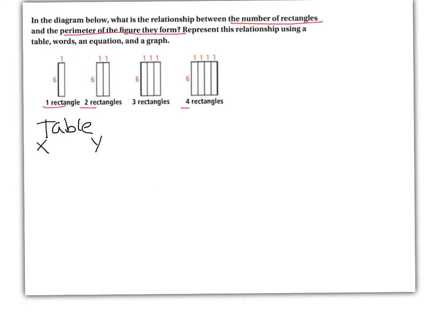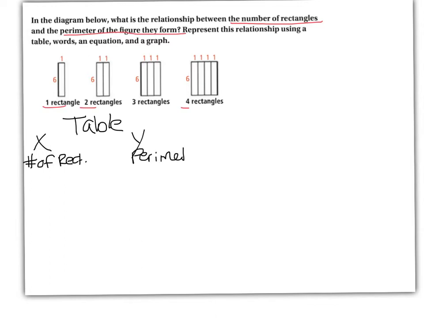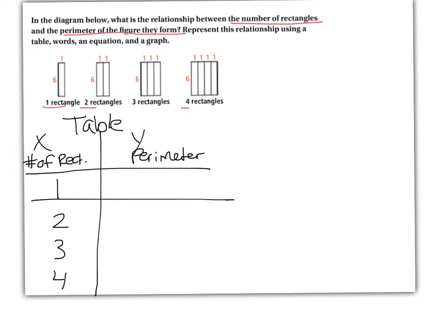So I'm going to make this a little bigger. Your x and your y. Your independent variable is the number of rectangles. And what's changing in response to that is the perimeter. So your perimeter is your dependent variable, which goes on the y-axis. So for the table, for the number of rectangles, we have 1 rectangle, 2 rectangles, 3 rectangles, 4 rectangles. Now it's pretty easy, we could just figure out the perimeter.